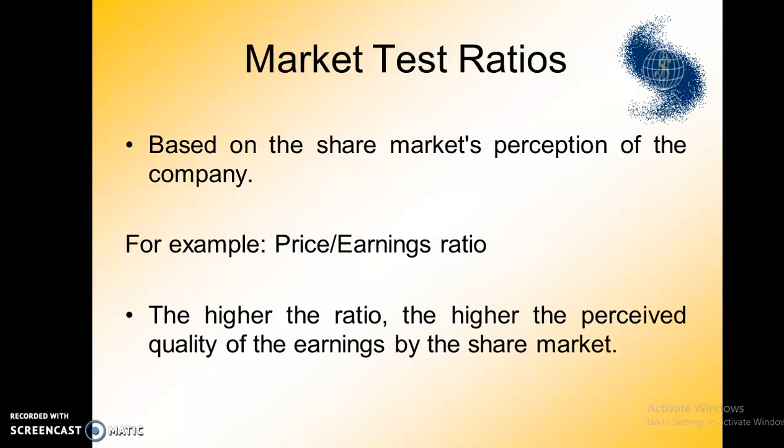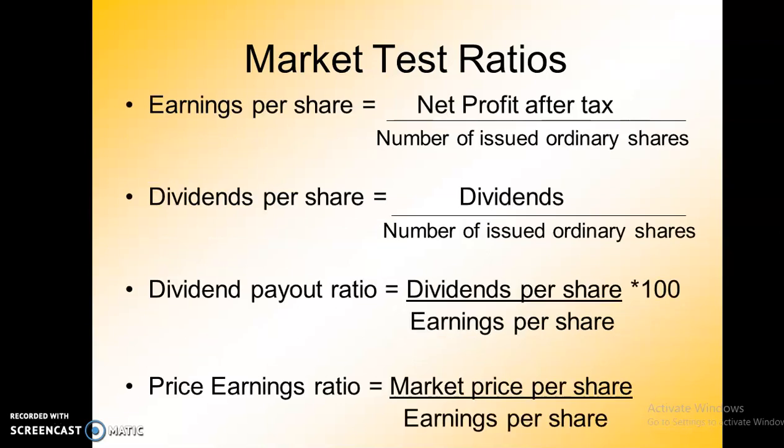And the last set of ratios are known as market test ratios. These are the most relevant ratios used by the equity shareholders for investment purposes. One of the most important ratios is known as price earnings ratio: market price divided by EPS. And another ratio is known as earnings per share: net profit after tax divided by number of shares. What is the earnings available to the shareholder on one share?